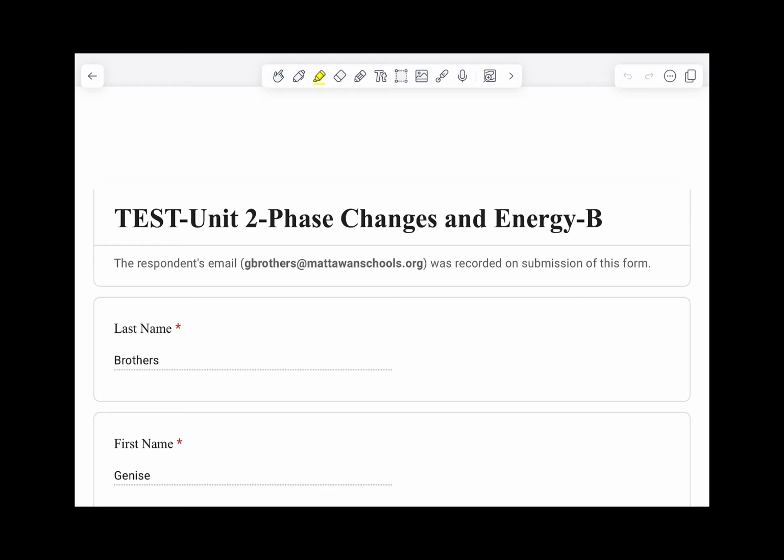I just want to walk you through this test. Now, the test that you see here, this is the B version of the test. The good news is all three versions were the same. They were just in different orders. So even if you took the A or the C version of this test, just know that the questions were the same. So I'm going to walk you through that.